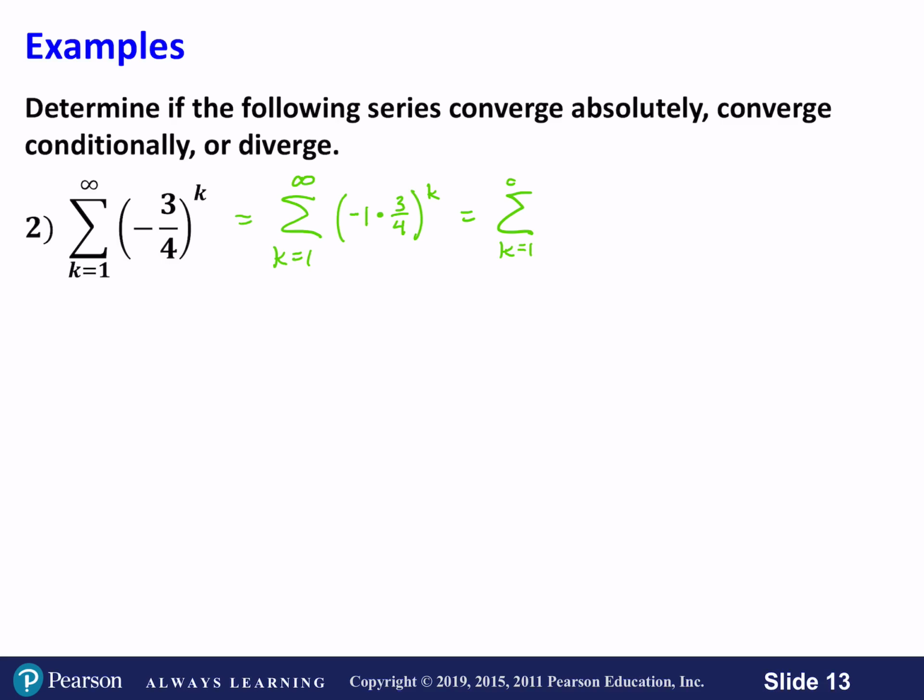And one thing we know is that if we have (ab)^k, we can write that as a^k times b^k. So we could write this as (-1)^k times (3/4)^k. So we can use the alternating series test to determine if this thing converges or diverges.